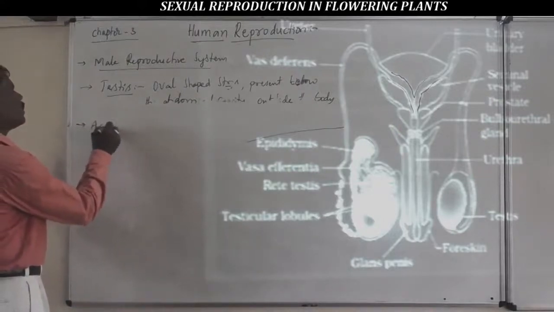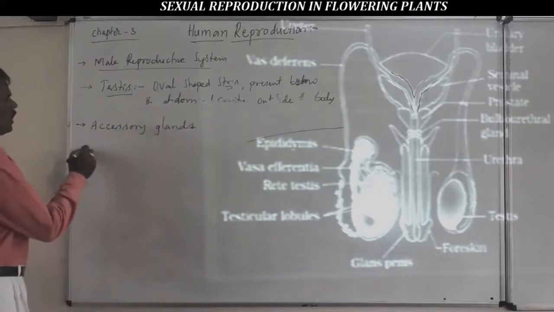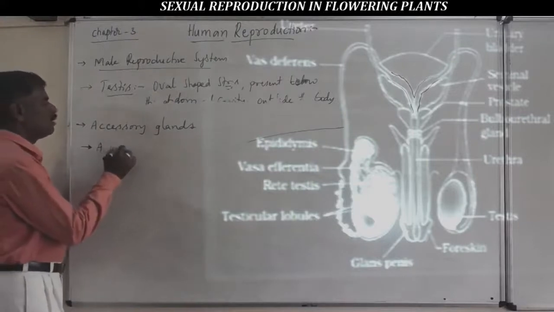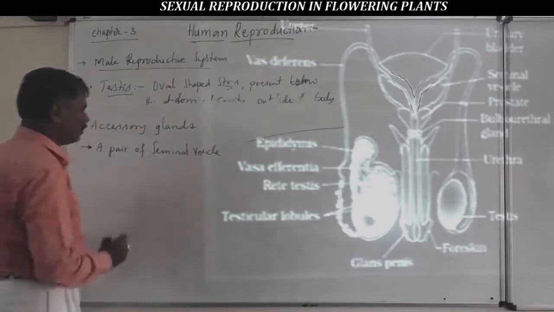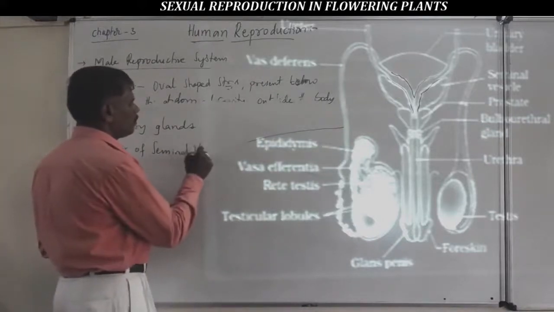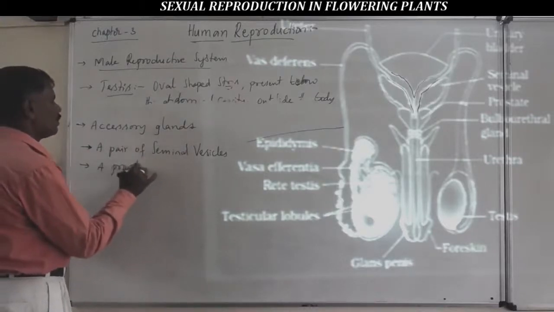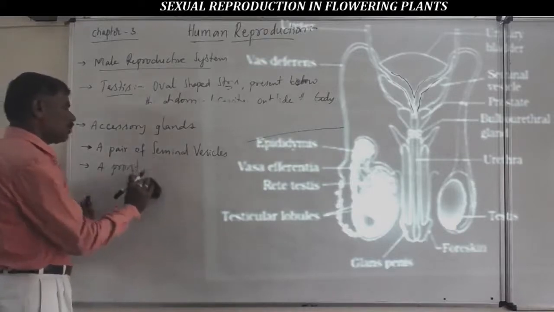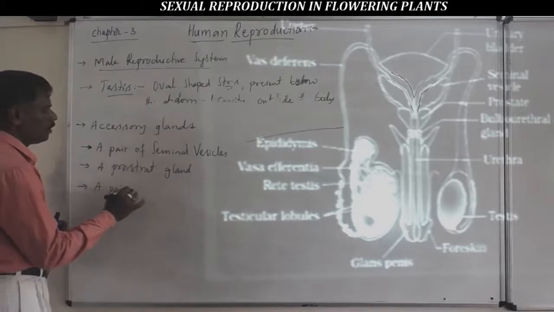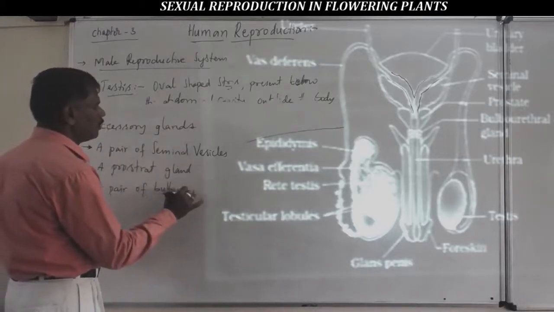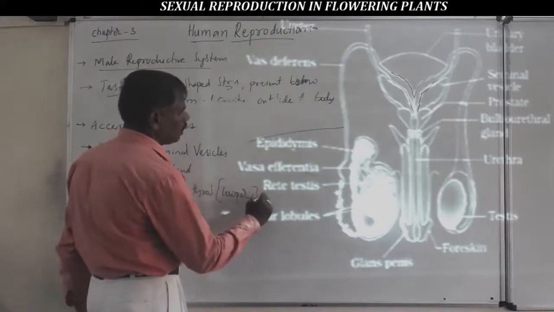Accessory glands. So accessory glands are a pair of seminal vesicles, a prostate gland, a pair of bulbourethral glands, which are also called Cowper's glands.